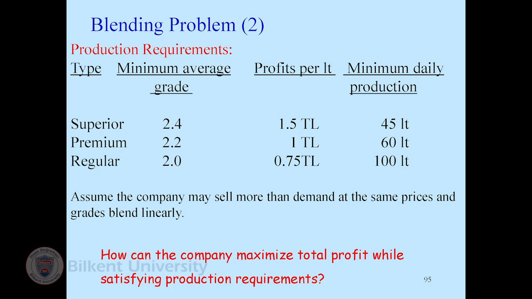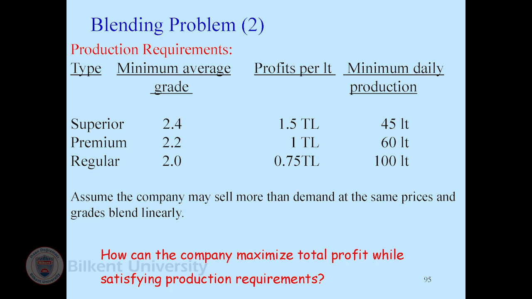The profits are different, as you see, 1.5, 1 and 0.75. And minimum daily production means I have to have at least that much. I can have more because depending on how I mix them, I may add up more. But minimum daily production is 45 liters for superior, 60 for premium, and 100 for regular. All right? Is the problem clear? Now I want to come up with a production plan so that my profit is maximized.